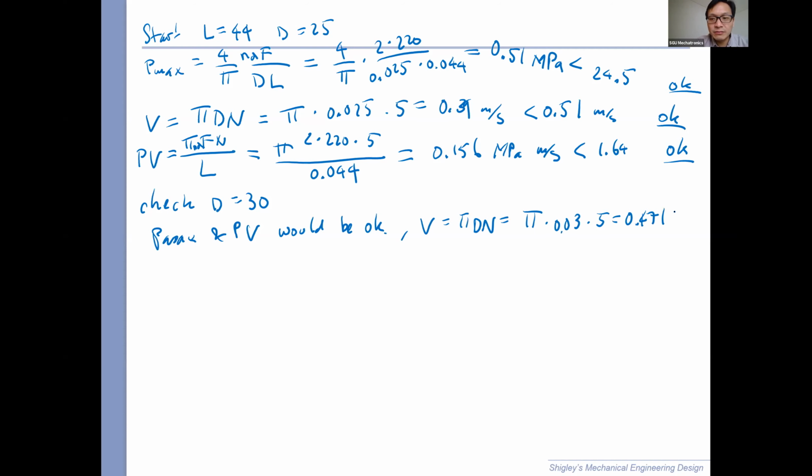Getting close, but it's still less than the limit. So it's also okay. So let's say in the real world, you do this calculation and it turns out that a D of 25 and a D of 30 also both actually work. So how do you decide which one you want to do? How would you select your bushing?